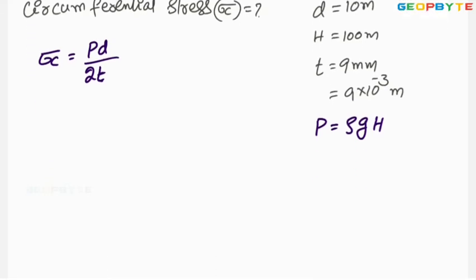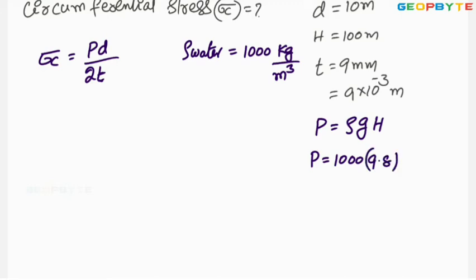You might have studied this in fluid mechanics. Pressure P equal to rho. Density of the water is 1000, need not be given. Density of the water equal to 1000 kg per meter cube. G 9.8 multiplied by H is given 100 meters. You simplify this value for getting 980,000 Newton per meter square.